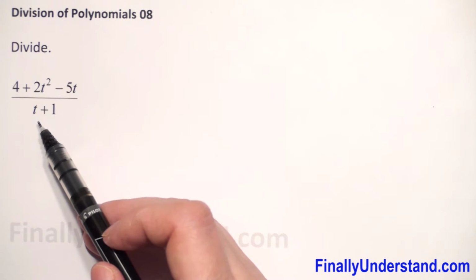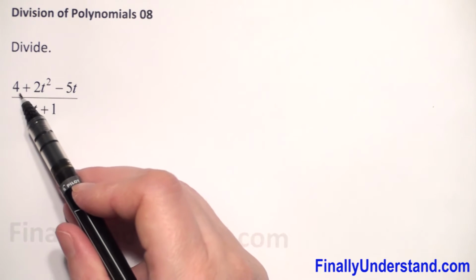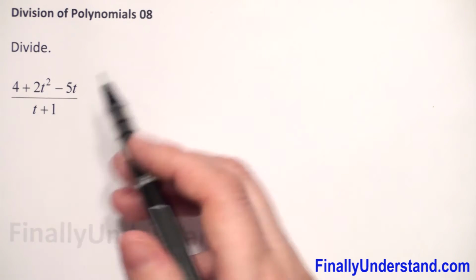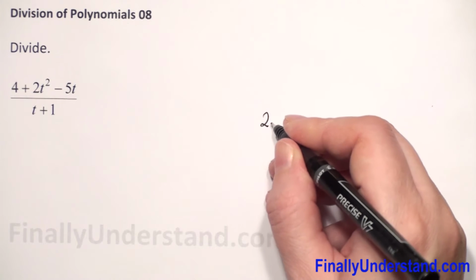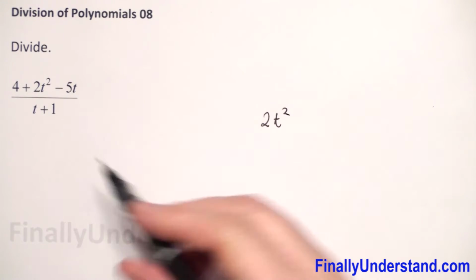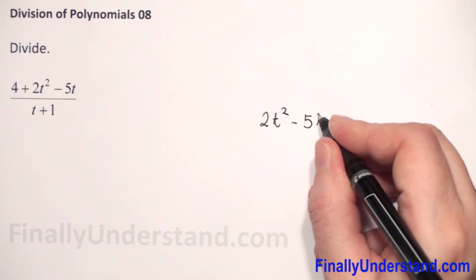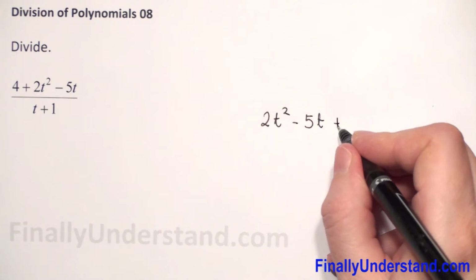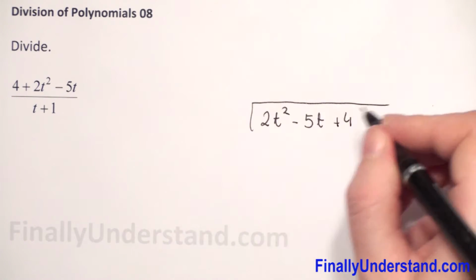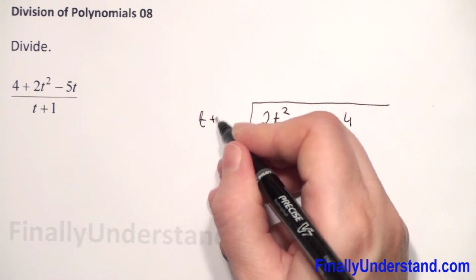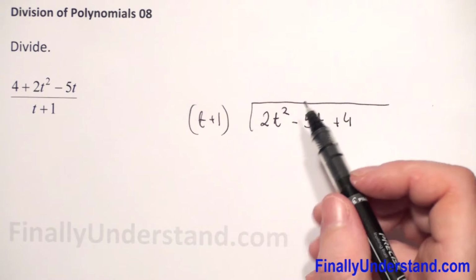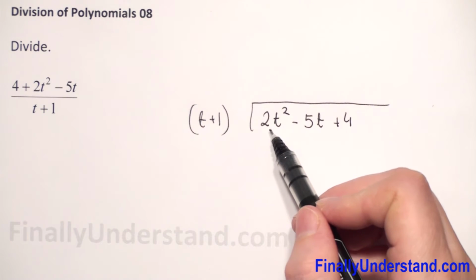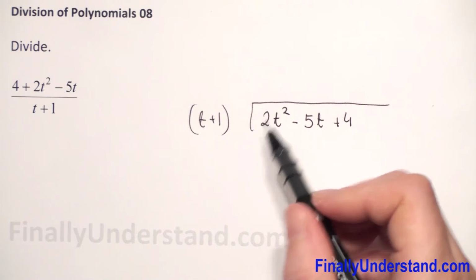So to make sure we don't make any mistakes, I will rewrite our numerator so it will be in decreasing order. First will be 2t squared, next will be negative 5t, and in the end we have 4. We have to divide by t plus 1. This is our divisor. So first we concentrate on the first terms, 2t squared and t.